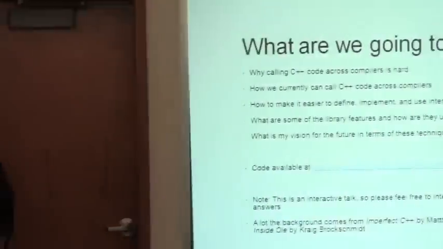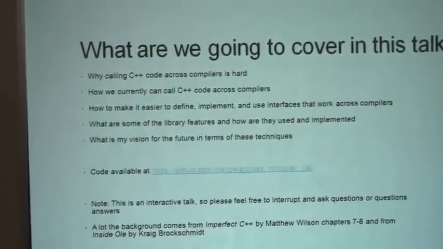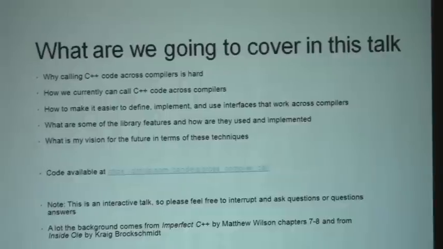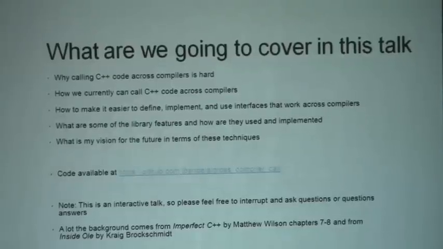All right, what are we going to cover in this talk? Why calling C++ code across compilers is hard, how we can currently do it, and how to make it easier to define, implement, and use interfaces that work across compilers. Then we'll develop a library, talk about some of the library features and how we can use them, and then look at what my goal and vision is for those. The code is all available on GitHub under my GitHub at cross-compiler call.